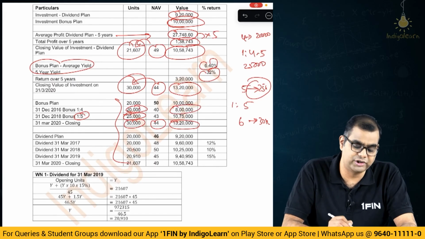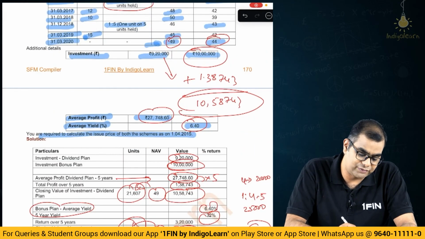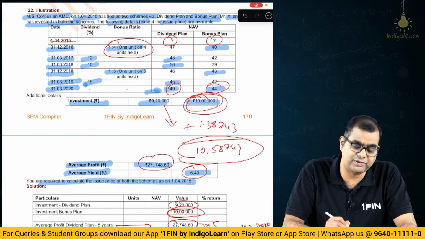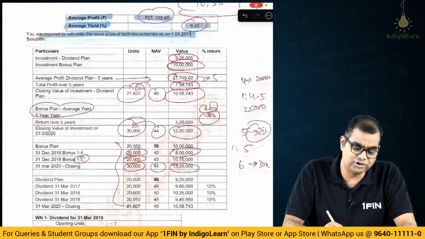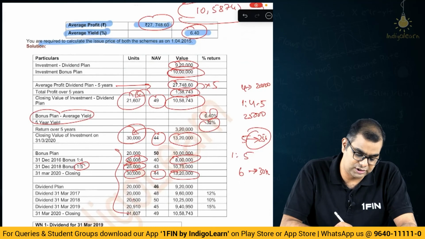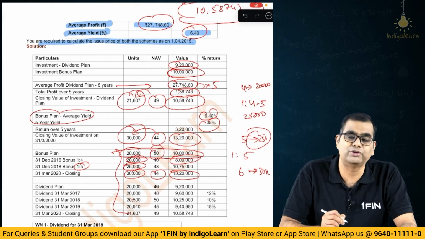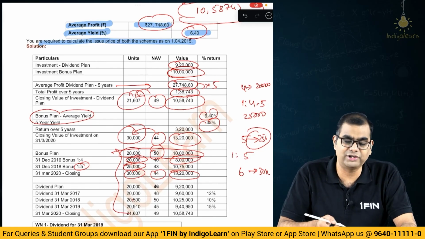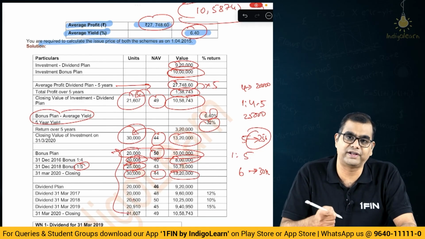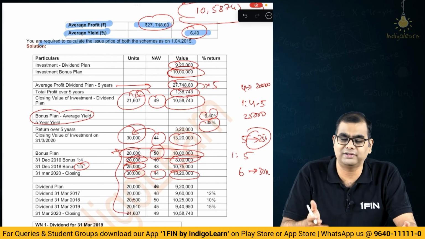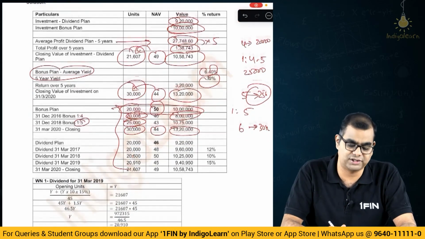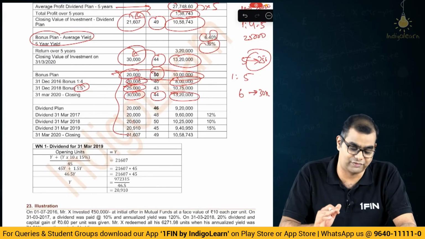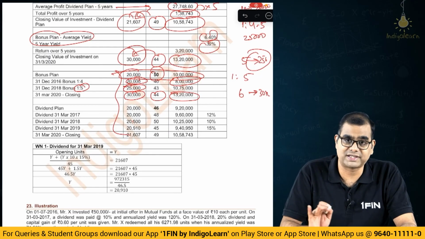So, the initial unit count is 20,000. And this 20,000, what is the initial value of the investment? You made 10 lakh rupees. So, 20,000 units you invested at 10 lakh. So, the bonus plan NAV is 50 rupees when you made the investment. Now, as I told you initially itself, how can a new fund offer have a NAV of 50 when the face value is 10? I don't know, but ICA in its infinite wisdom told us to follow that, we are following it. I have never seen it in my life.